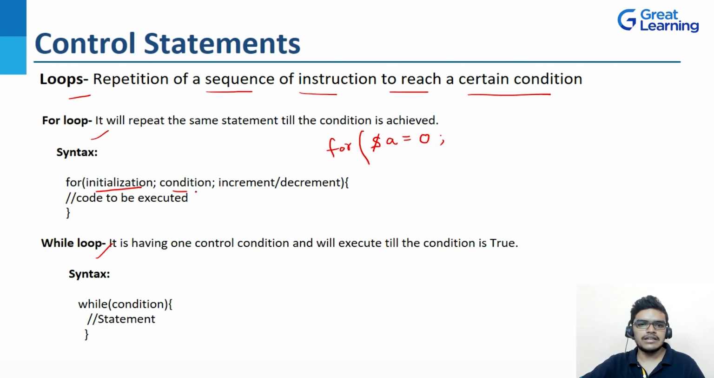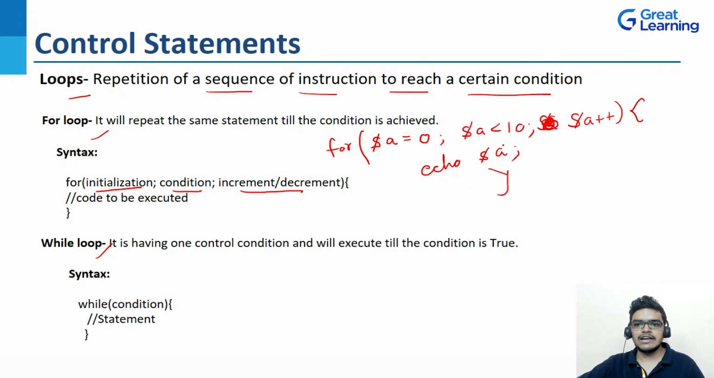Now I will write here condition. So let's say the condition that this variable is less than 10, right? And after that I can give the increment or decrement. Now I will give here the increment. So I will write here $a++, right? Now inside this for loop, what I will do, I will write here a statement, right? So I will write here echo and then I will write here $a, right? So I will be getting the value of a.